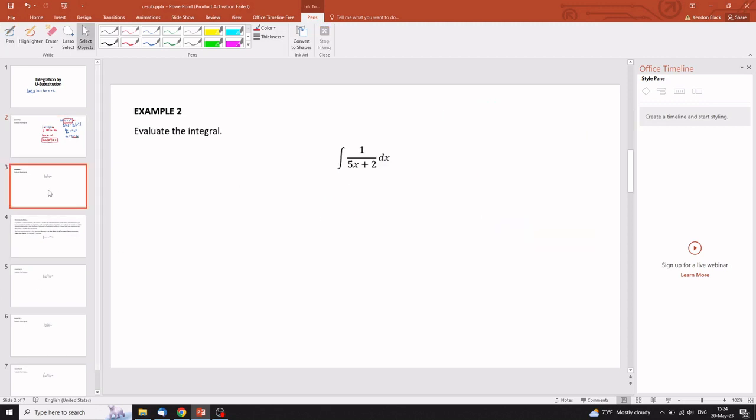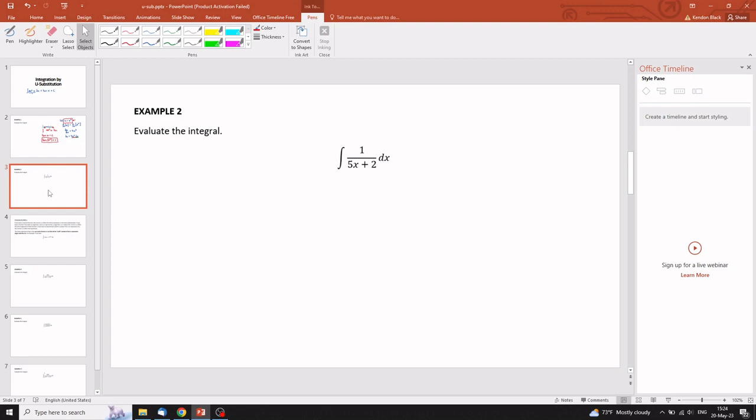Okay, let's go to the next example. We have the integral of 1 over 5x plus 2 dx. So we have fewer choices for u here. I only see two expressions with x. I see a 5x and a 5x plus 2. Well, we're going to see in the next slide about how to choose the u.